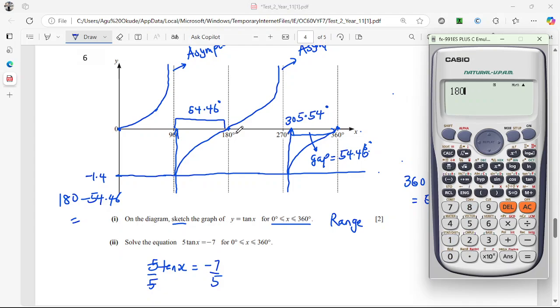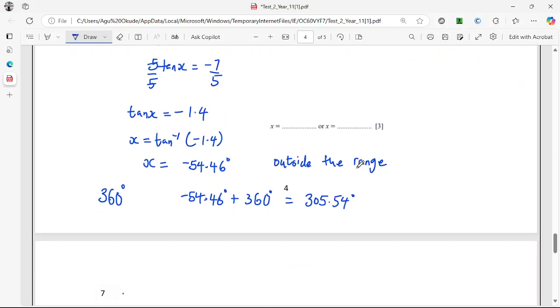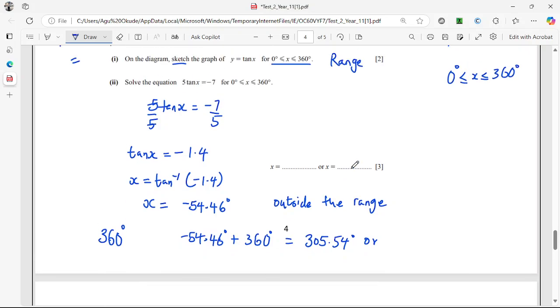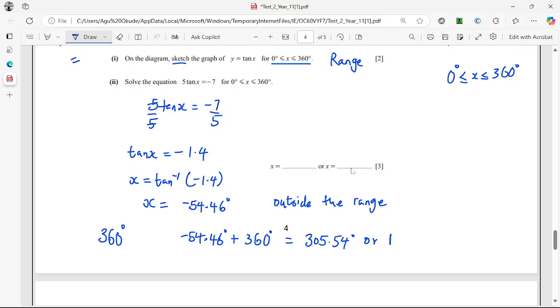So I have 180 minus 54.46. What I have there is 125.54. So that means the angle here is 125.54, yes, 0.54. And that is the answer. So the value of my x is 305.54 degrees or 125.54 degrees. So these are the two answers needed, right?